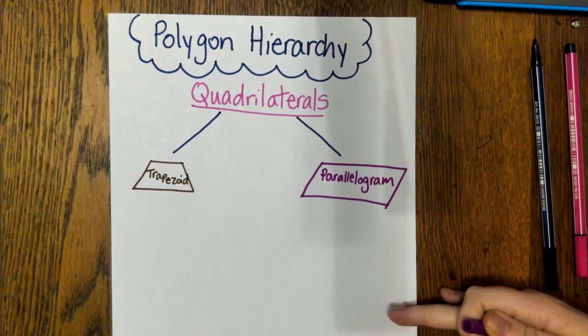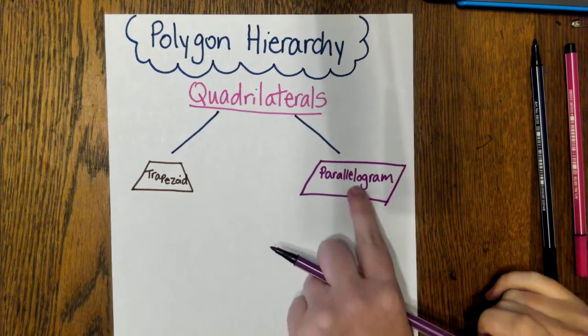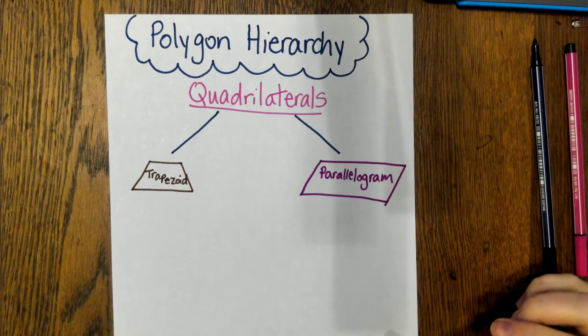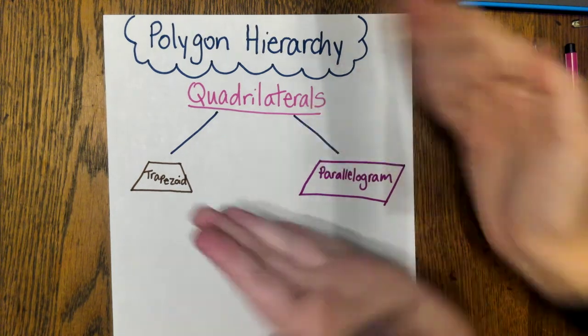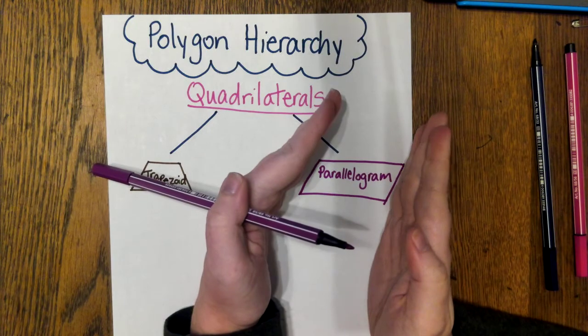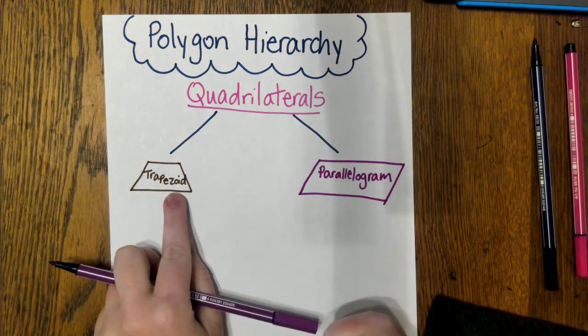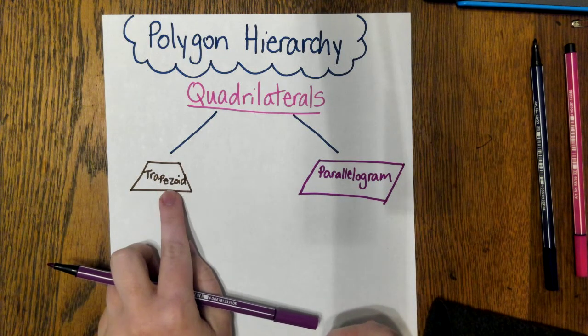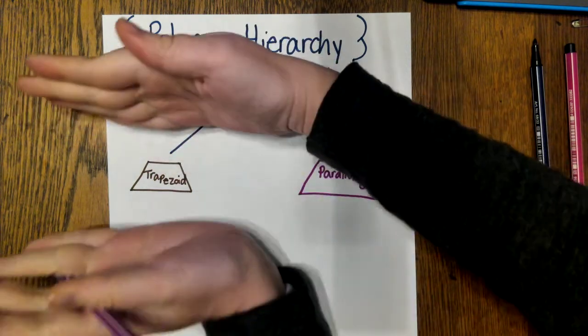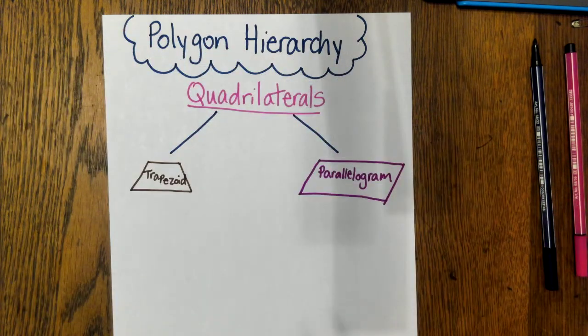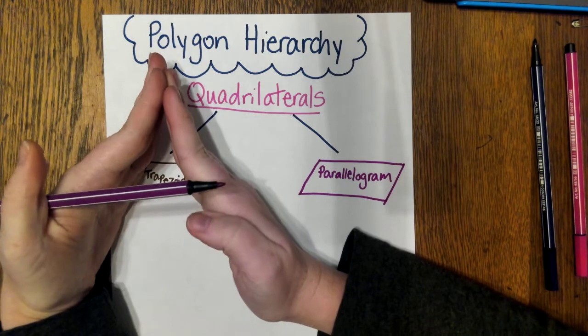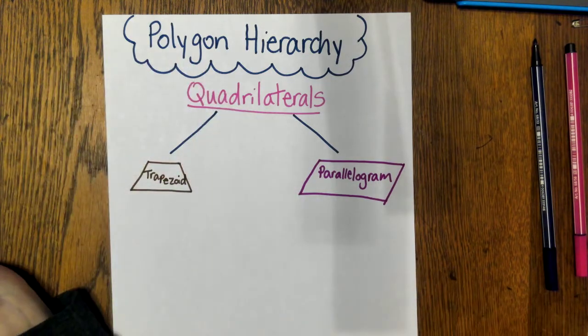Parallelograms have 2 sets of parallel sides, the top and the bottom, and both sides. A trapezoid only has 1 set of parallel sides, just the top and the bottom. The other 2 sides would intersect if they keep on going.